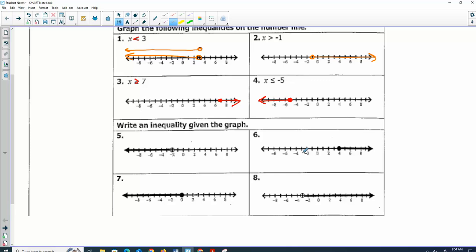All right, the next ones kind of flip it around. They give us the graph, we have to write the inequality. So I have x. This one was extending to the right, so it's less than. Does it have an equal to? No, because the circle wasn't closed. And my x value would be -2. The x's were less than -2.